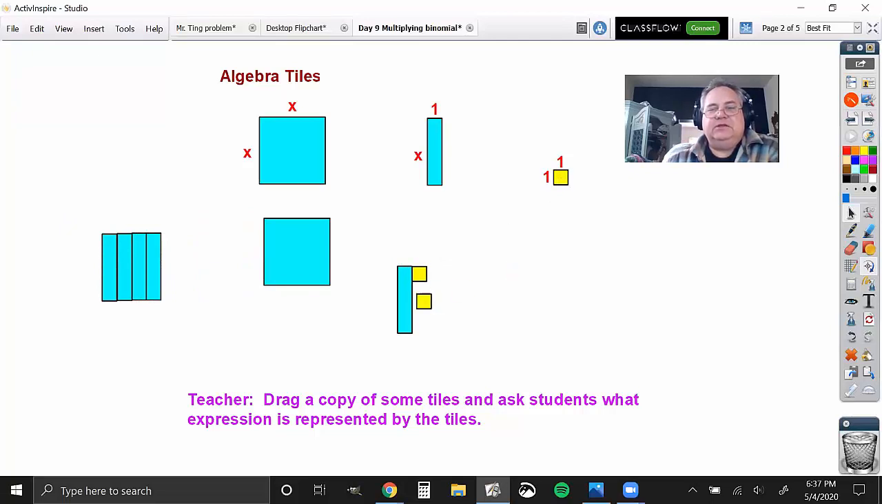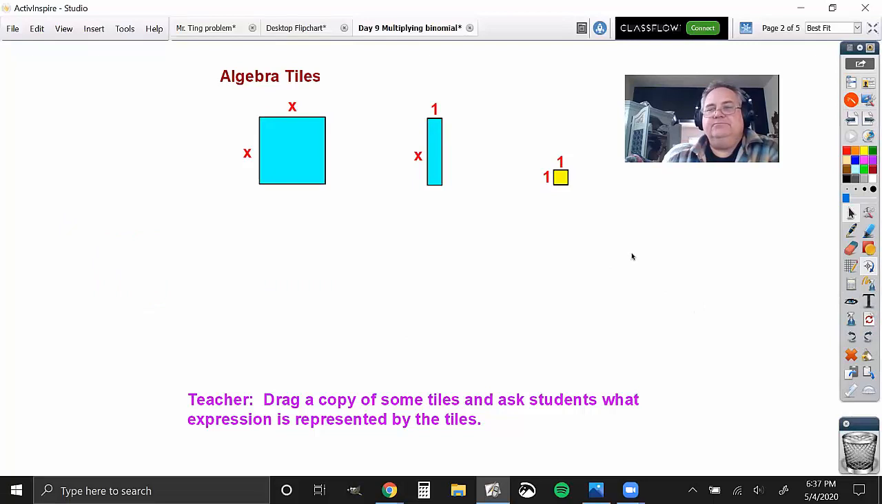If you were to take these tiles and line them up this way, as best you possibly can, everything was looking good until, oh, it hangs over. So long sides can go against long sides, short sides can go against short sides, but they can't go against each other. So keep that in mind.